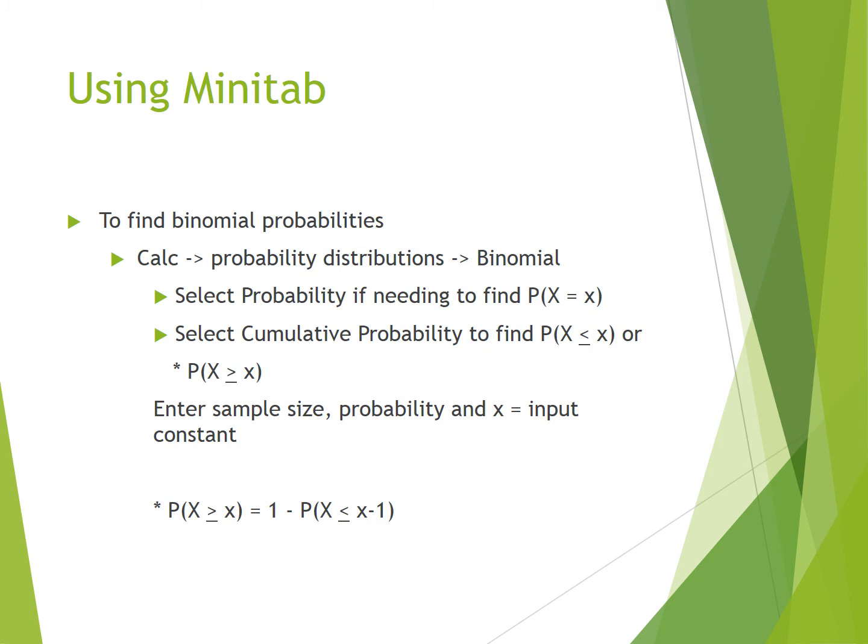But look at the little star, so let's go to the bottom of the slide. If you're looking for the probability that x is at least some value, let's say at least 5, it's 1 minus, because Minitab only does less than or equal to. It's the complement. But we don't want to subtract out the x, because greater than or equal to x includes x. We want to subtract out all the numbers less than x. That's x minus 1.